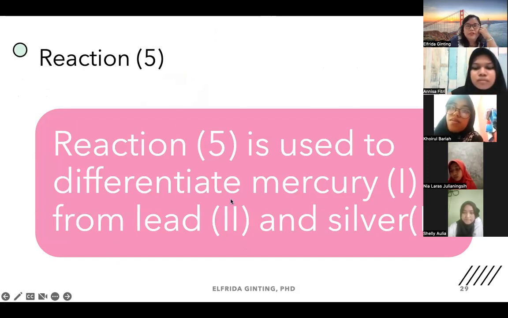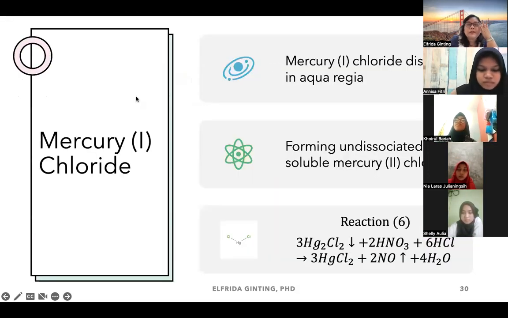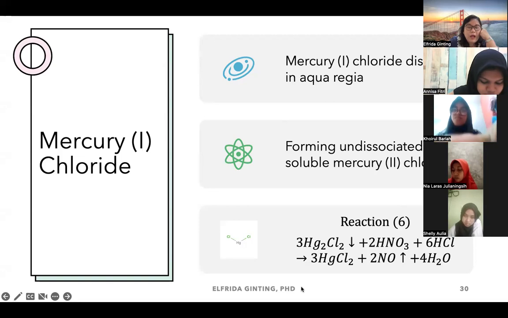Okay, now I already mentioned that reaction 5 is used to differentiate mercury 1 from lead 2 and silver 1 also. Now remember we have mercury 1 chloride, Hg2Cl2. Mercury 1 chloride here will be dissolved in aqua regia. Now, what is aqua regia? Aqua regia is a mix between nitric acid and hydrogen chloride.